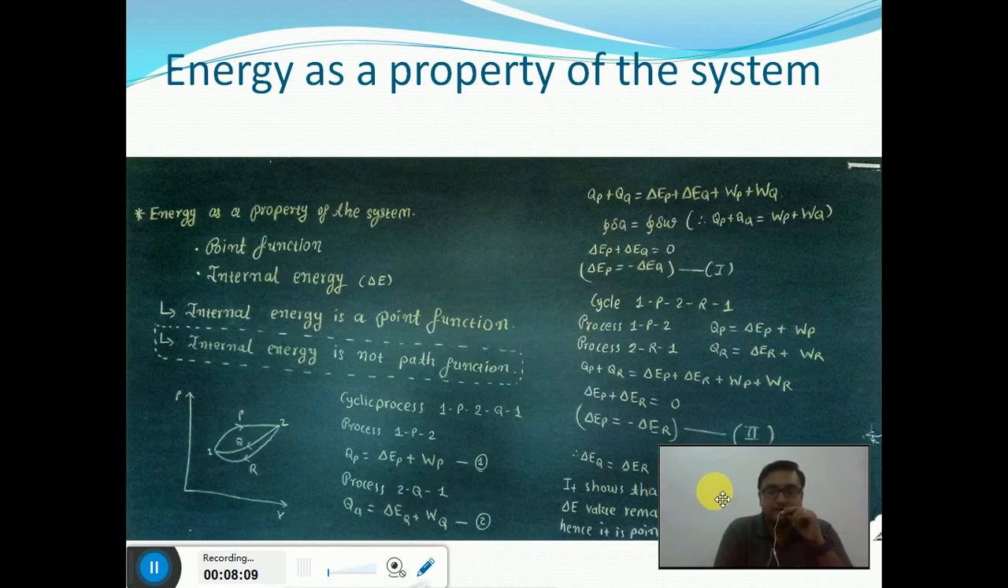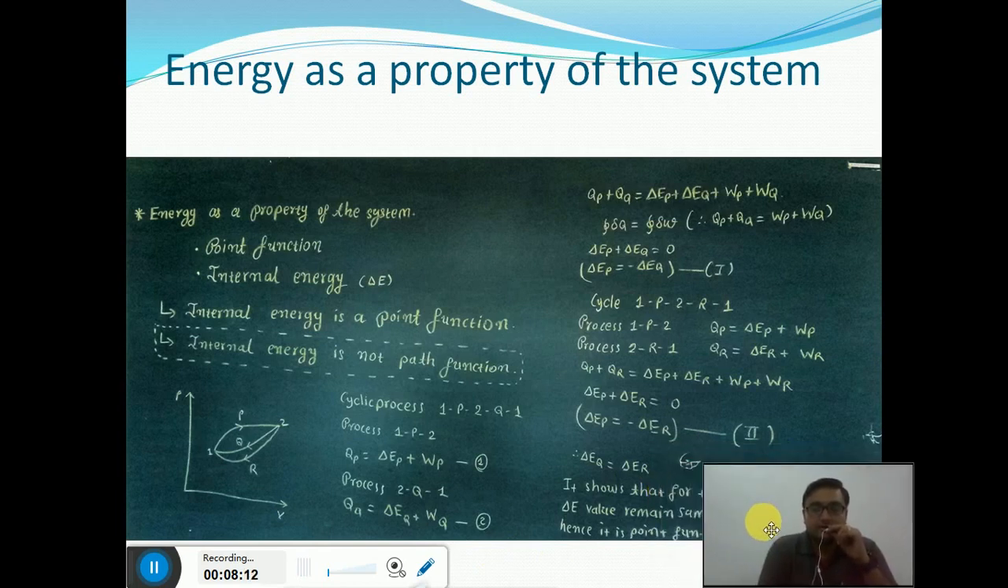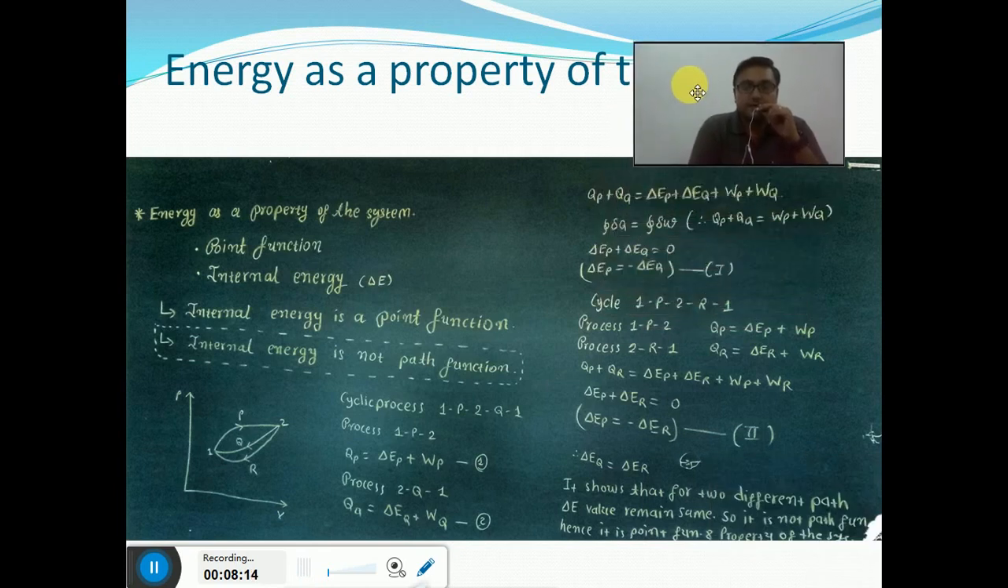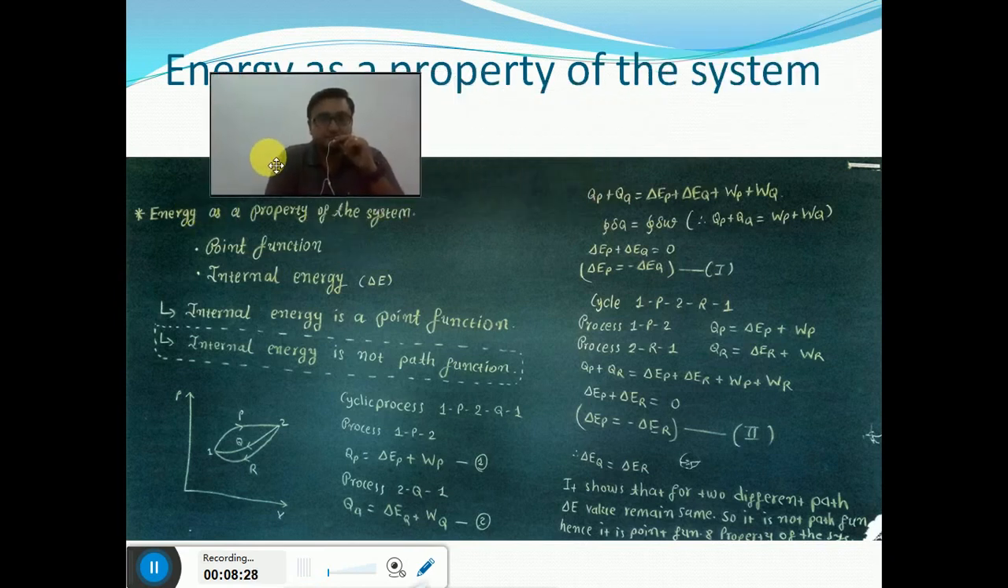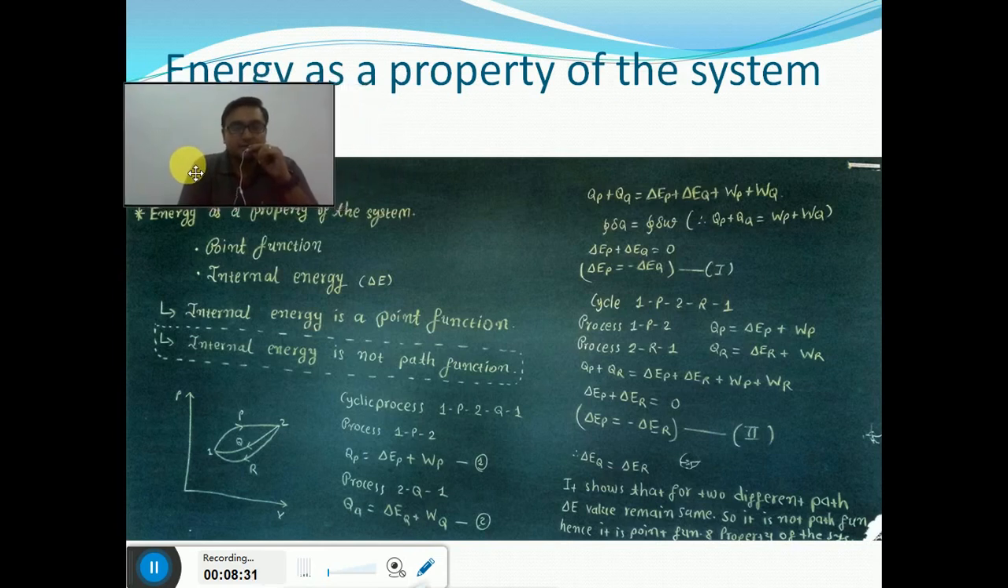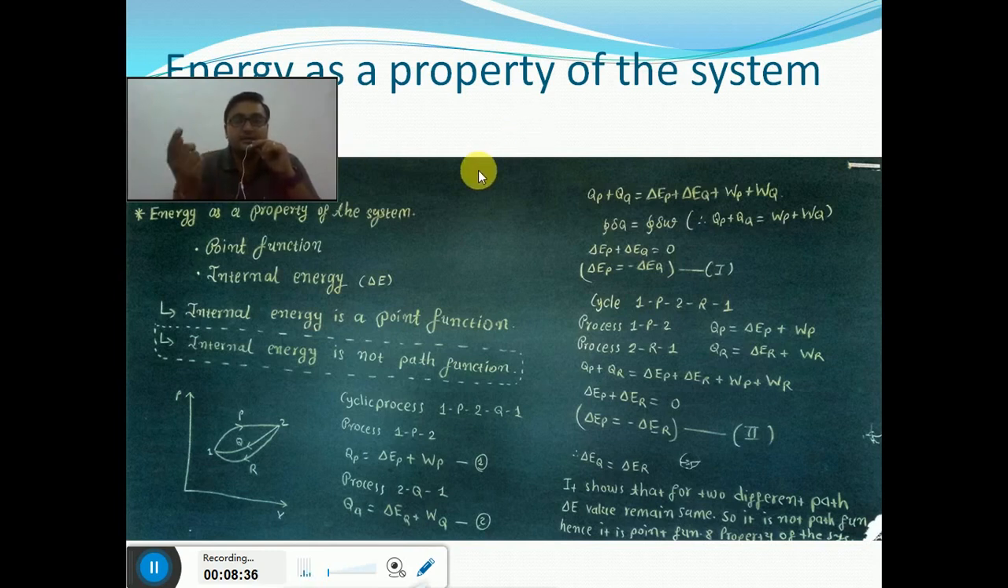In case of property, energy is a property of the system. What we need to do? We need to take energy as a property of the system, correct? How can we say something is a property of the system? The property is defining the state of the system. If something is a property of the system, it means it needs to define the state of the system. If it is able to define a state of the system, then it is called a property of the system.